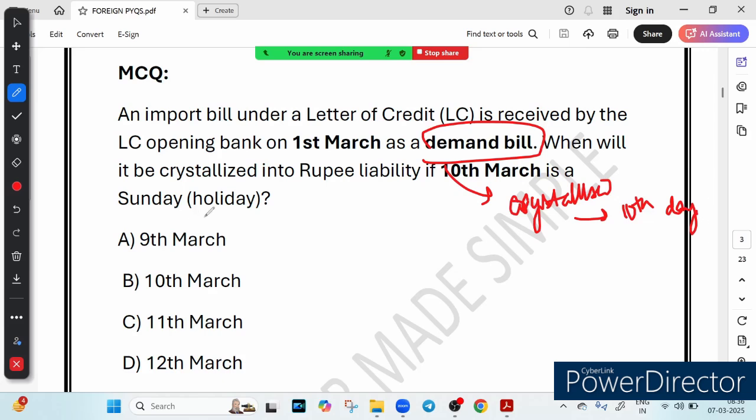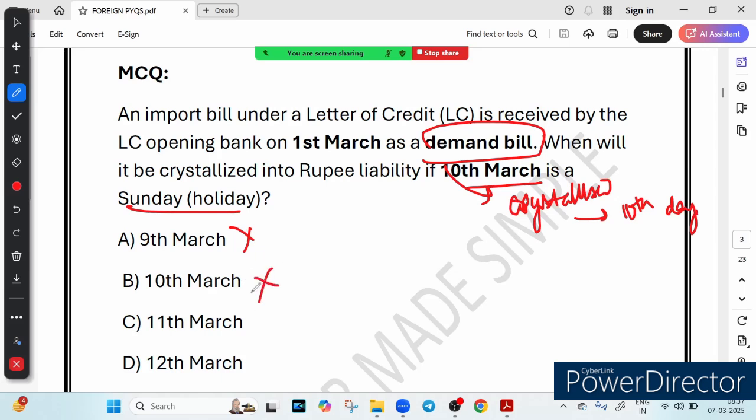Option B, 10th March. This option suggests it is 10th March. While this is technically the 10th day, 10th March is a Sunday, clearly written, which means it is a holiday. According to the rule, if the 10th day falls on a holiday, the bill is not crystallized on that day. So this is also wrong.